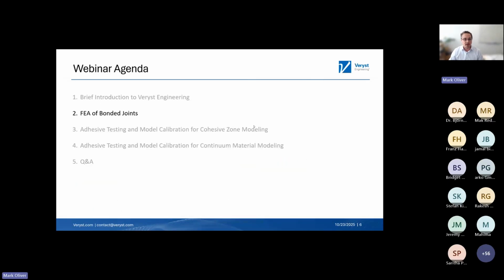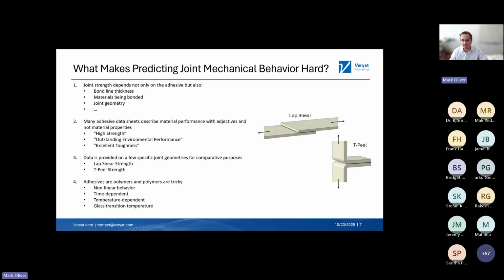All right, so with that, we'll switch to covering FEA, or introducing FEA of bonded joints, really motivating the following sections. I wanted to start by acknowledging that predicting the mechanical performance of bonded joints or adhesive joints can be really tricky. And there's a number of reasons for that.